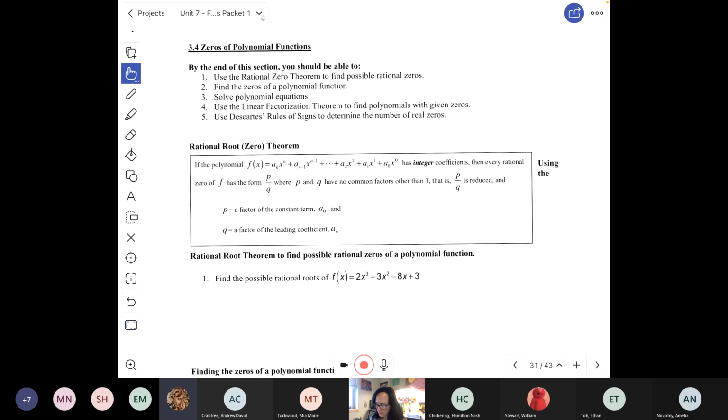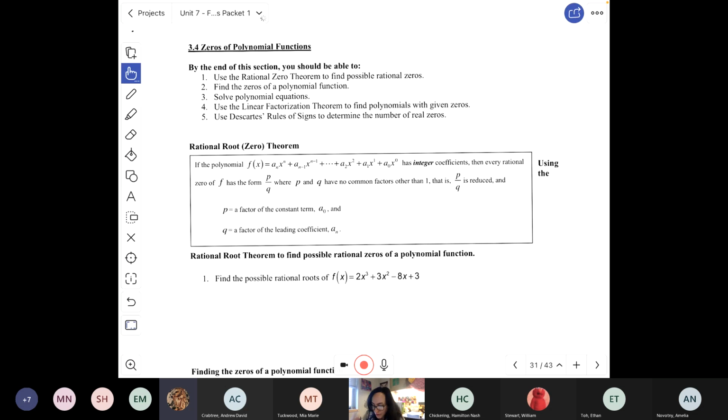We are going to continue on with another theorem that will prove to be very useful in helping to determine what potential roots are. So we'll wait one more minute. Well, there's the bell. So let me submit my attendance and get started.